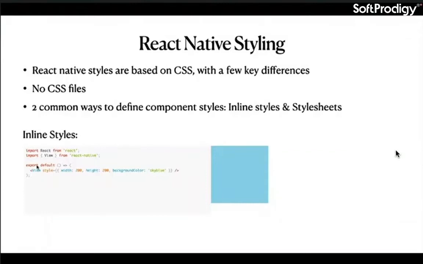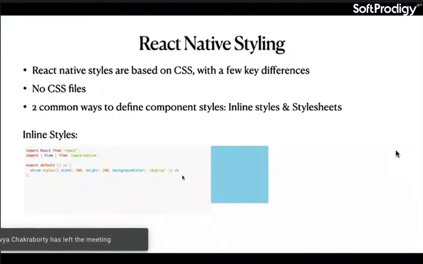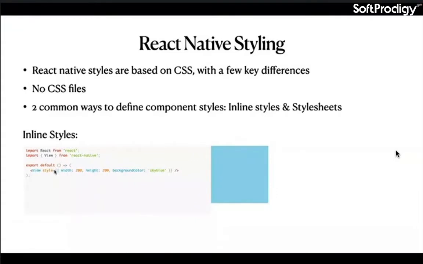Okay, so here you saw that we are defining the styles inside the view tag itself. This is what we call inline styling. Basically, style equals an array where we type the styles that we need to include in this component. So here we have width 200, height 200, and background color sky blue.